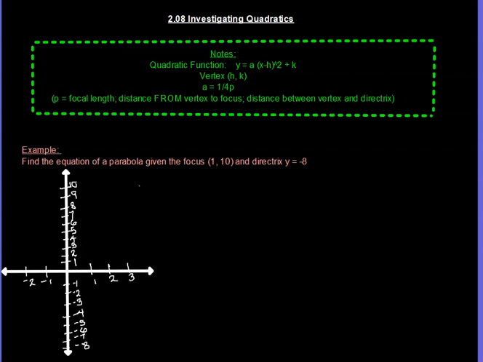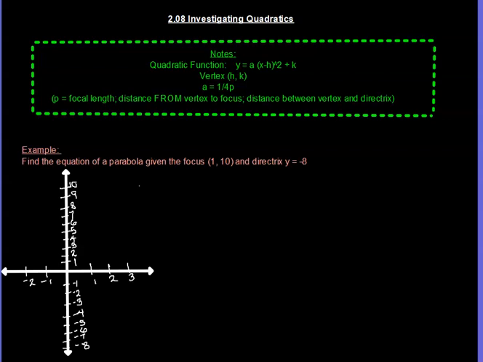What we're mainly going to be working on to find out today is a, which is 1 over 4p. Biggest thing to note, p is the focal length. It is the distance from the vertex to the focus, and it's also the distance between the vertex and directrix. So we have an example below.